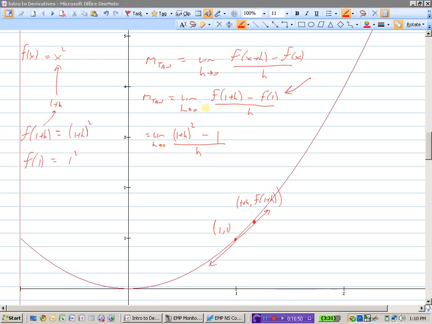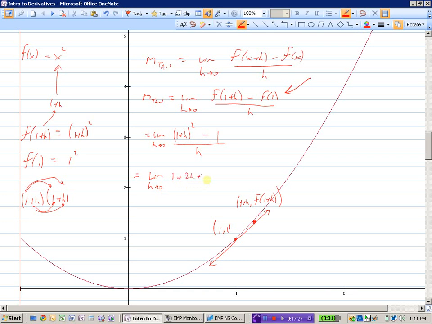So f of 1 plus h meant we replace the x with 1 plus h. So we would get 1 plus h squared, and f of 1 is 1 squared, which we said was 1. So now we just need to figure out what is 1 plus h squared. Lots of Math 12 students still do this. 1 plus h squared doesn't mean you just square each individual thing. 1 plus h squared means 1 plus h times 1 plus h. So you've got to FOIL it out, right? So you would get, let's write the limit as h approaches 0 of 1 plus 2h plus h squared minus 1 all over h.